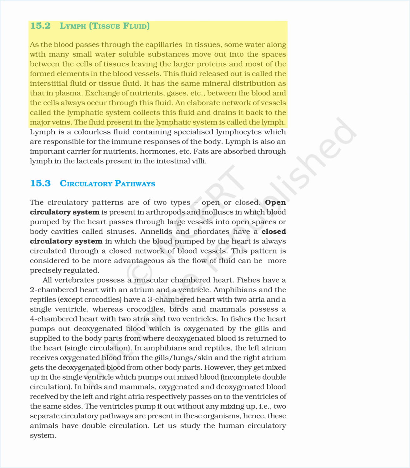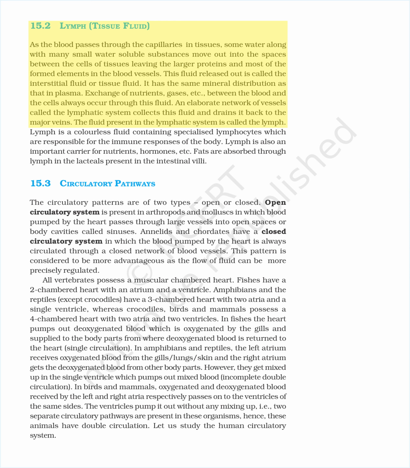15.2 Lymph, tissue fluid. As the blood passes through the capillaries and tissues, some water along with many small water-soluble substances move out into the spaces between the cells of tissues, leaving the larger proteins and most of the formed elements in the blood vessels. This fluid released out is called the interstitial fluid or tissue fluid. It has the same mineral distribution as that in plasma. Exchange of nutrients, gases, etc., between the blood and the cells always occur through this fluid.